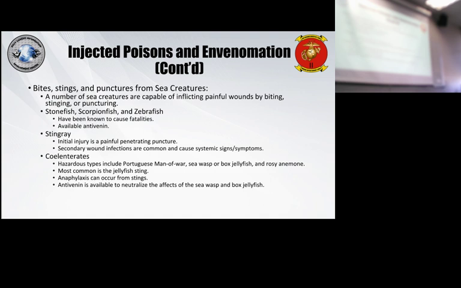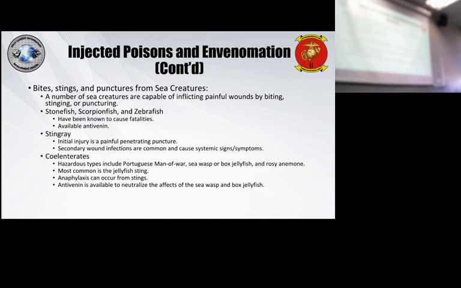Alright, so bites, stings, punctures from sea creatures. A number of sea creatures are capable of inflicting painful wounds by biting, stinging, or puncturing. You have the stonefish, scorpionfish, the zebrafish. They've been known to cause fatalities, but we do have available antivenom. The stingray. Initial injuries are painful, penetrating punctures. Secondary wound infections are common and cause systemic signs and symptoms.